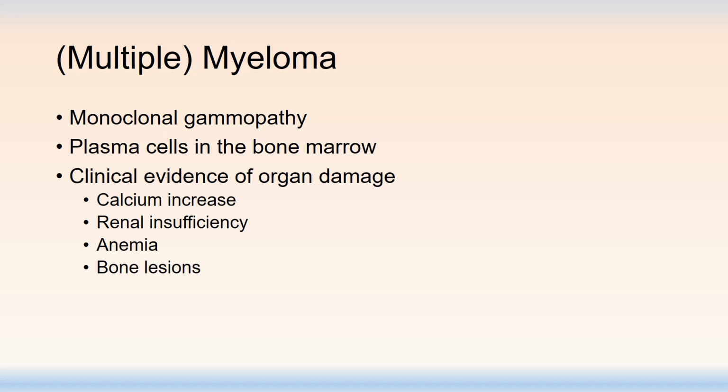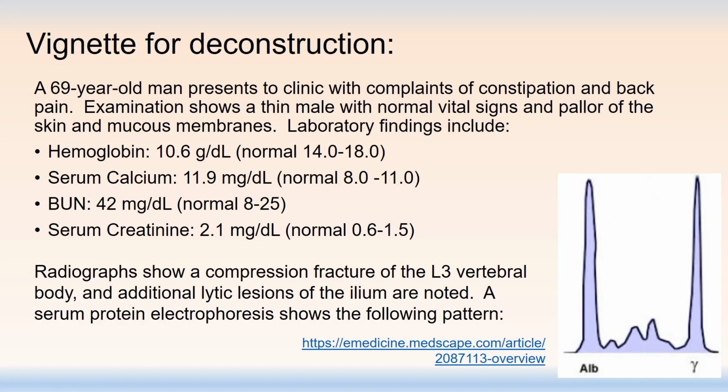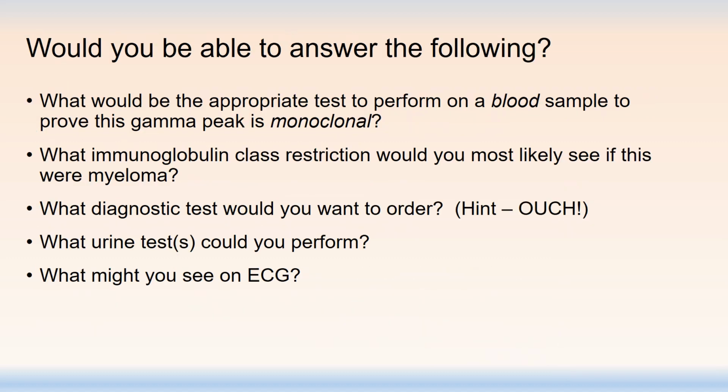Now that we've discussed multiple myeloma from the standpoint of monoclonal gammopathy, plasma cells in the bone marrow, the CRAB criteria, and hyperviscosity, you should be well prepared to answer questions relating to myeloma. Take a look at this vignette. You can even pause this presentation briefly, but can you identify the characteristics of myeloma in this vignette? Can you identify the CRAB criteria? Would you be able to answer the following questions?